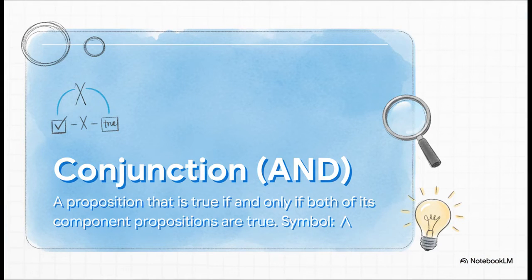So our first type of glue is the word and. Logicians have a fancy name for it, a conjunction, but it's just and. And it works exactly like you'd think. It's a simple but really tough test. If you connect two statements with and, the whole thing is only true if both of the original pieces are true. Talk about a high standard, right?